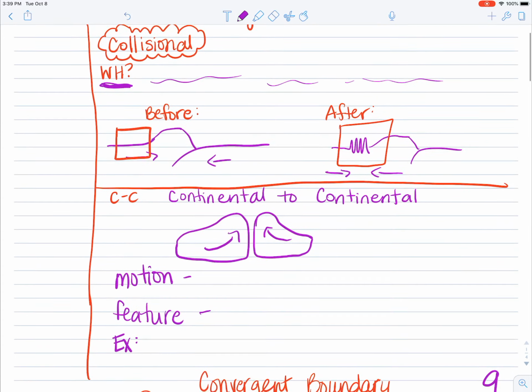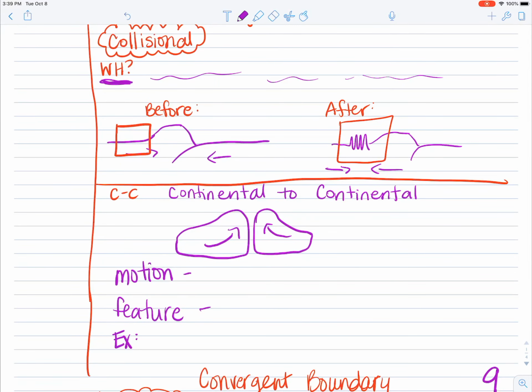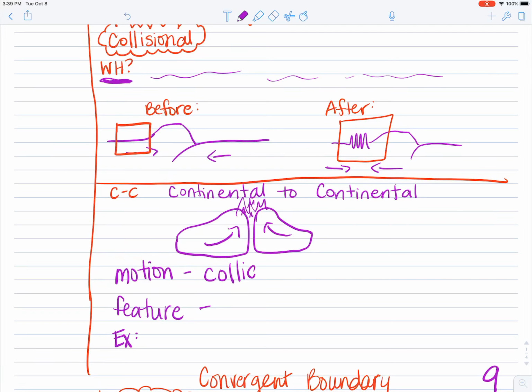So in the bottom part of your paper, we have another side view of convergent boundary, continental to continental. And so as they move together, they create those mountaintops. And so the motion for this is collide. Remember, the C in convergent goes with the C in collide. They run into each other. As they run into each other, they move upwards. The feature, or like what's created on Earth from this type of boundary, is going to be a mountain.